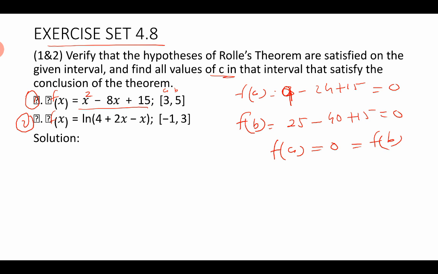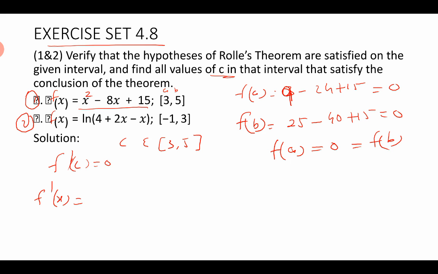At the end points, the function intersects the x-axis, isn't it? Therefore, f dash of c is 0. So what is f dash of x first? There is at least one point c inside the interval 3, 5, at which the first derivative is 0. That's the point, isn't it? The curve is turning at this point.